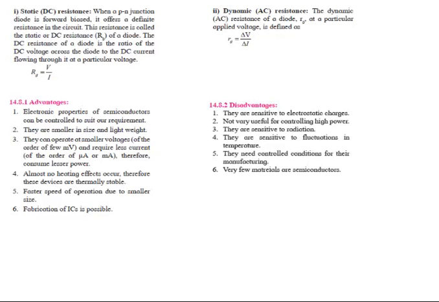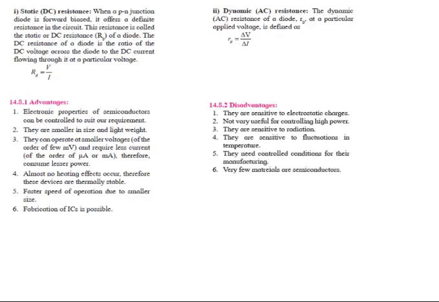In advantages, let's start one by one. They can be controlled to suit our requirements. They are smaller in size and lightweight. They can operate at smaller voltages and require less current. No heating effect occurs, therefore they are thermally stable. Faster speed of operation due to the smaller size. Fabrication of ICs is possible.